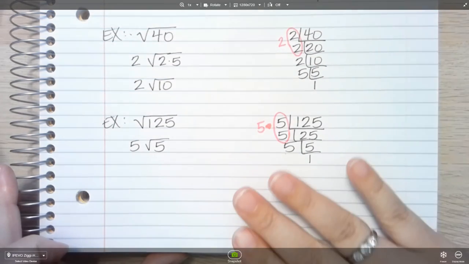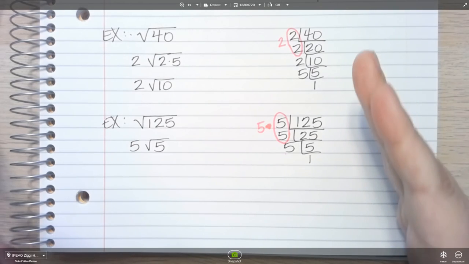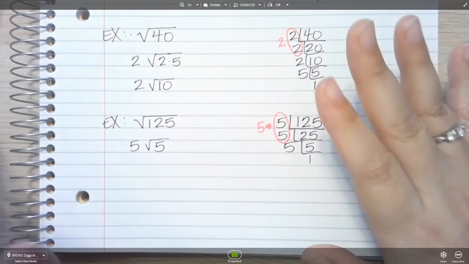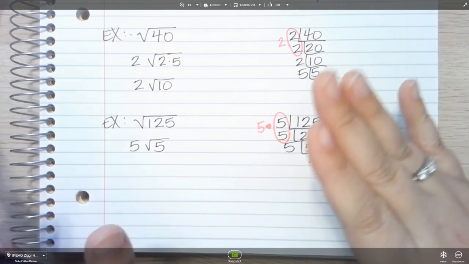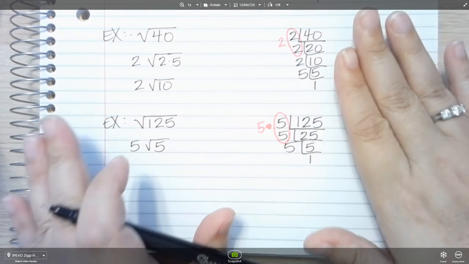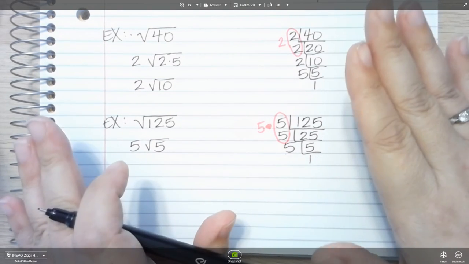All right, so that's just one way that you can simplify a radical. If you don't like it, you don't have to use it. You can use whatever approach your previous math teacher has given you. This is just something that I use and I really like it for future topics.